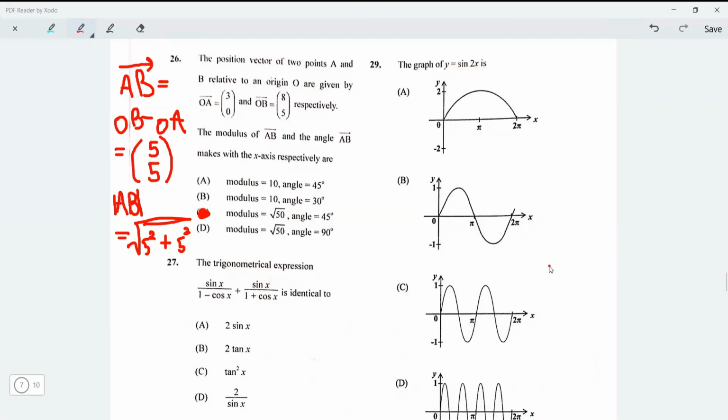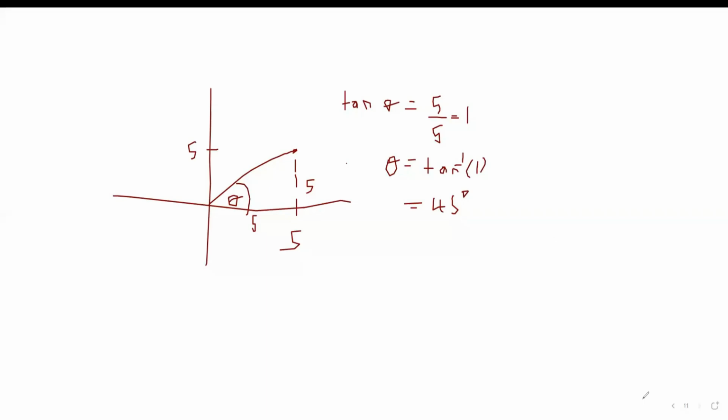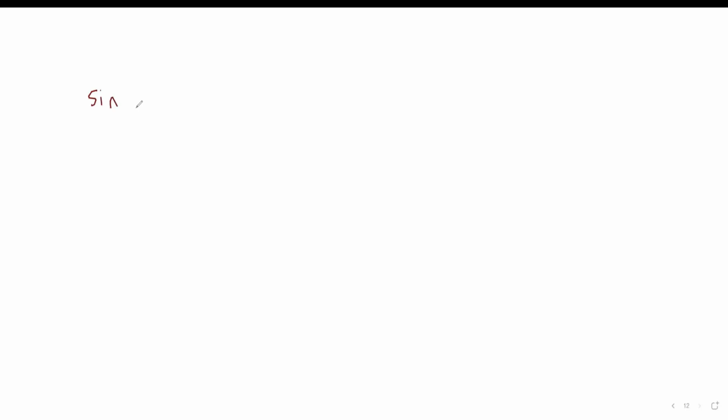So next thing now, it says, what is this trigonometric identity equivalent to? We need to work out sine x over 1 minus cos x plus sine x over 1 plus cos x. Okay, no problem. Let's do it right here. We have sine x over 1 minus cos x, and then plus sine x over 1 plus cos x. This is what we have.